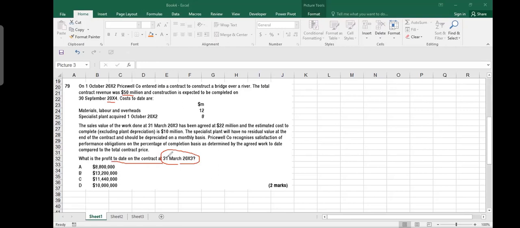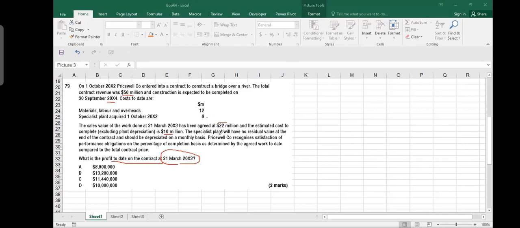Material, labor and overheads so far are 12 million. Specialist plant acquired on 1st October 2002 is 8 million. The sales value of the work done at 31st March has been agreed at 22 million. And the estimated cost to complete, excluding plant depreciation, is 10 million. So excluding the depreciation of this plant.